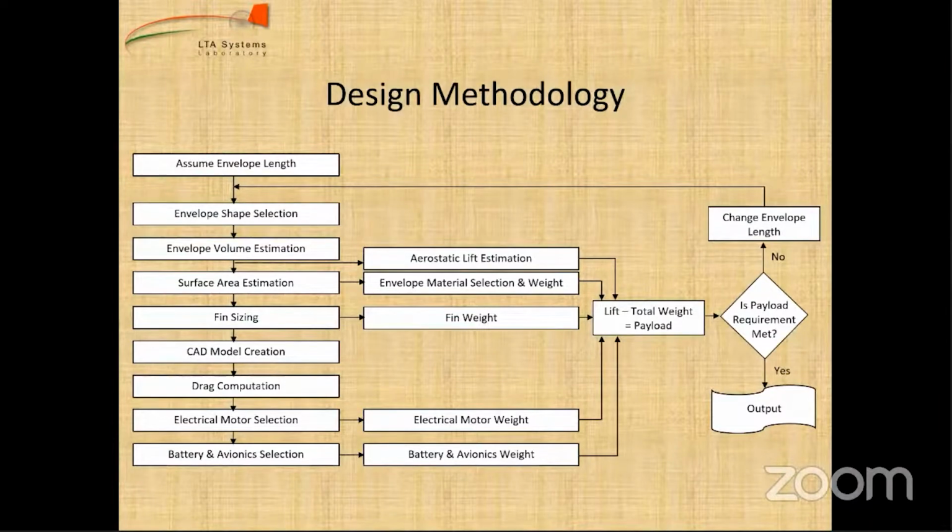Please answer my question. Is the question clear to you? Should I repeat the question? Sir, please do repeat the question. My question is, we have found that if we use helium as a lifting gas, the assumed envelope length of 3.5 meters is not sufficient because payload is below the required payload. Therefore, in this flow chart, is payload requirement met? The answer is no. So the action is change envelope length and go back. So what will you do? How will you change this envelope length?